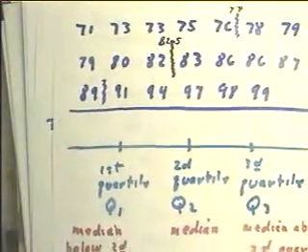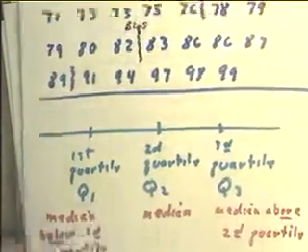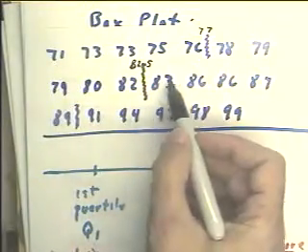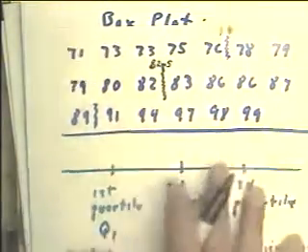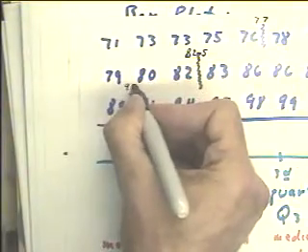And then the third quartile is defined to be the median of all the values above the second quartile, and it'll be the median of the 10 values here, which will lie between the 89 and the 91 at 90.